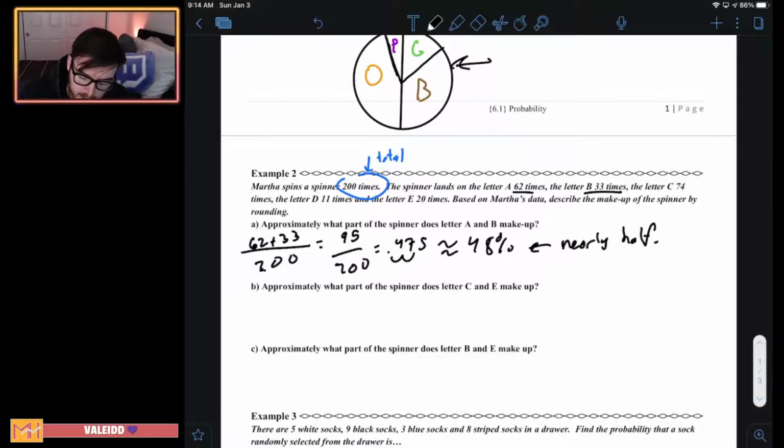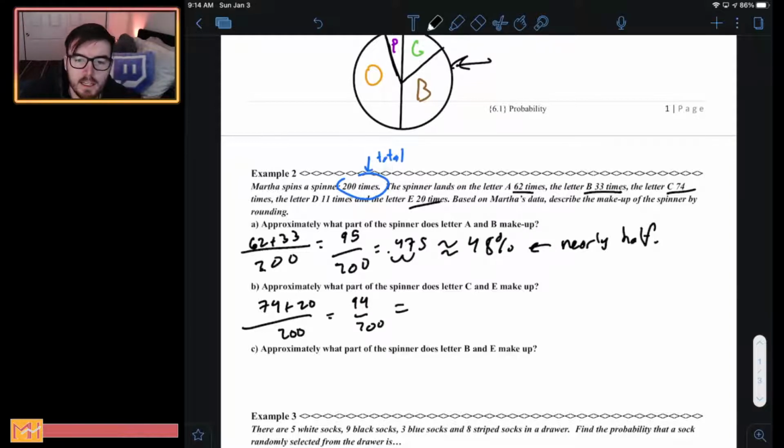Approximately what part of the spinner does letter C and E make up? C, 74, E, 20. 74 plus 20 out of the 200 spins. That's 94 out of 200. You plug that into a calculator. 94 divided by 200 is exactly 0.47. So that means it's exactly 47% of the spinner. So once again, nearly half of the spinner is C and E.